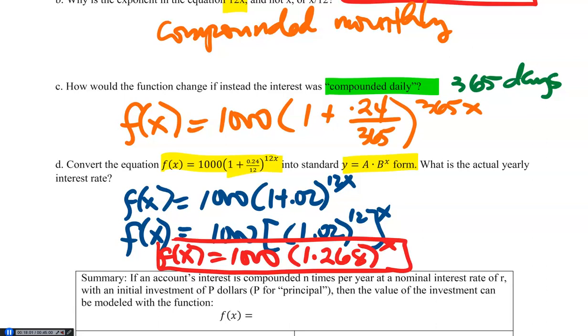The question is, what is the actual yearly interest rate? It is 26.8%.